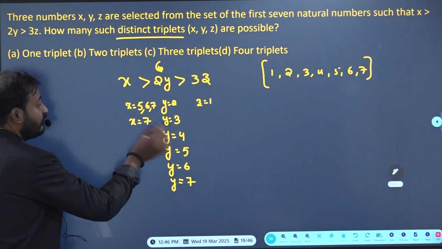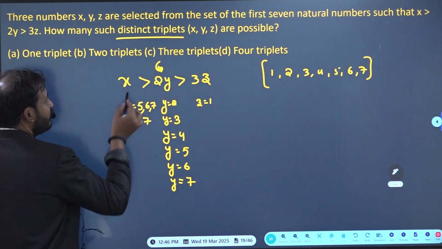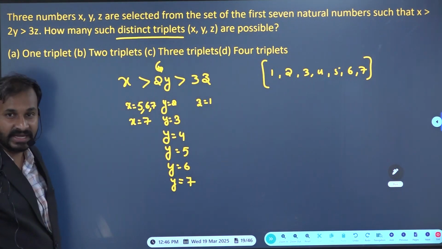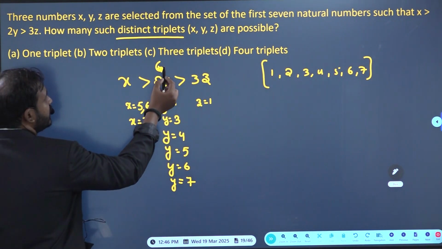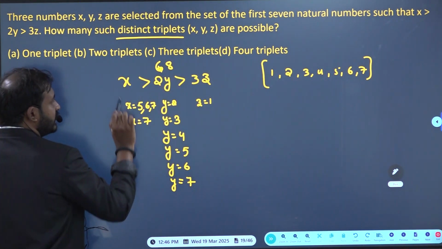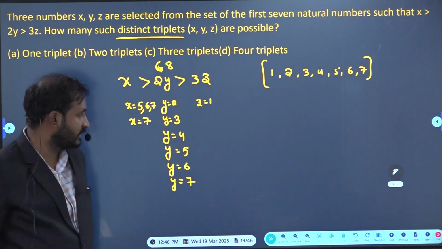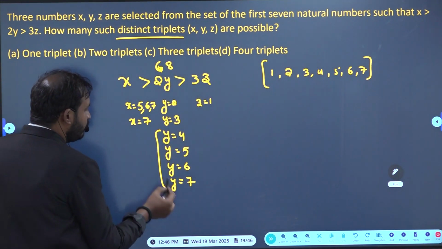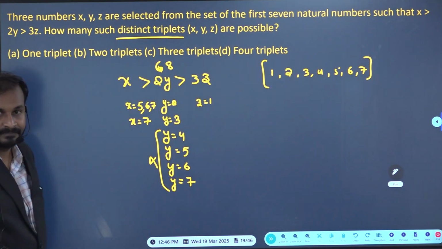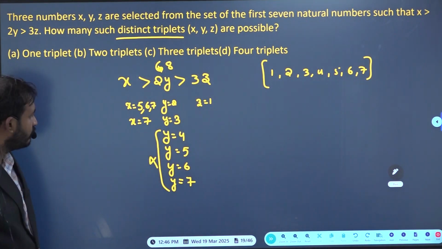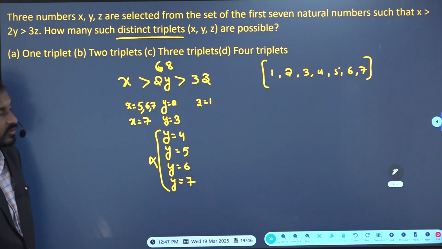If y value is 4, what is the value of x I should take? A minimum of 9, right? Why? Because if I take y as 4, this value becomes 8. So x value should be a minimum of 9. But my range is from 1 to 7. So that means y as 4 is not at all possible. I cannot take y value as 4, 5, 6, 7, which are not at all possible.